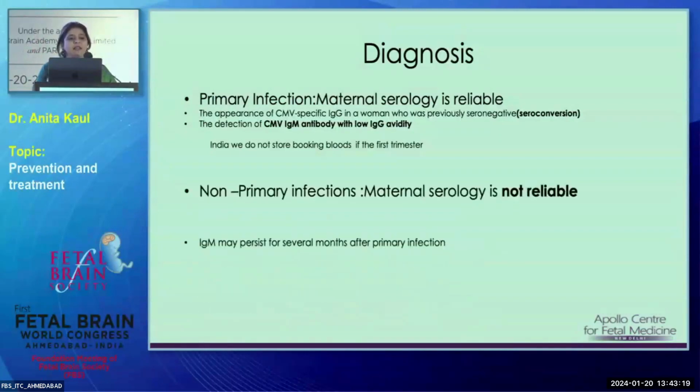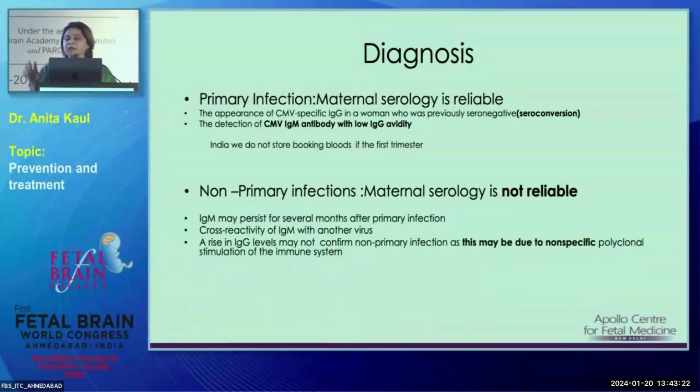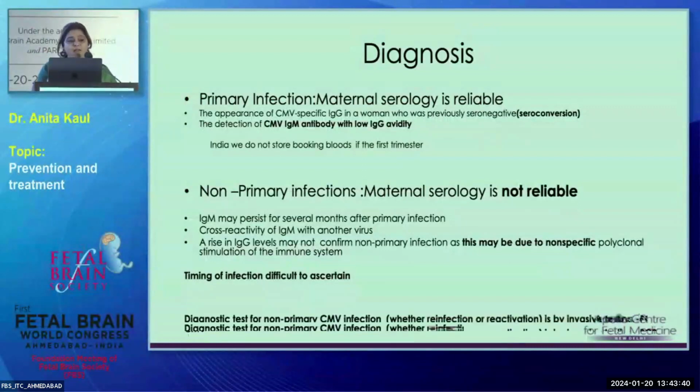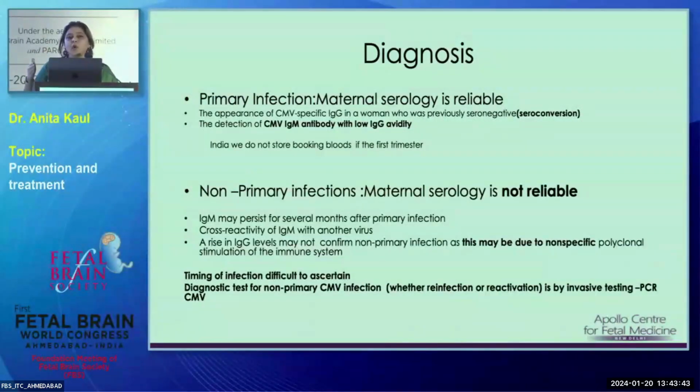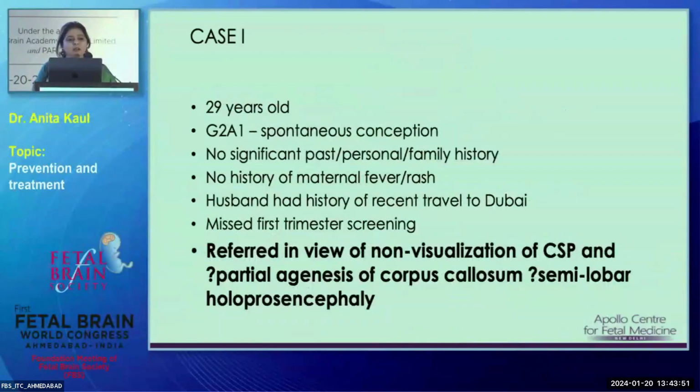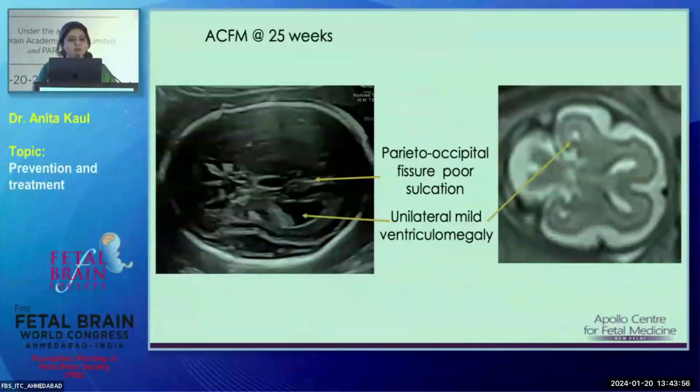And definitely in non-primary infection, it's not reliable. If you have IgM positive, it could be positive for a variety of reasons. If you have a rising IgG, it could be because of cross-reaction for a variety of reasons. So really, we are stuck with the timing of infection. In the majority of cases, the only test we have is to do an invasive test and actually check for the virus. So I'm just showing you these two cases which came to us with non-visualization of the CSP.